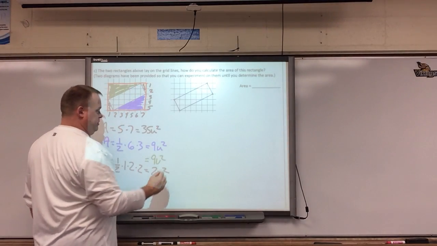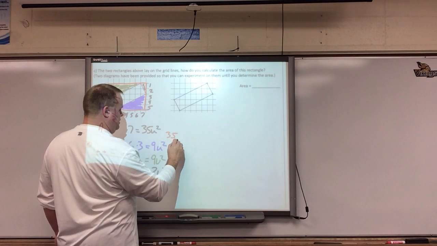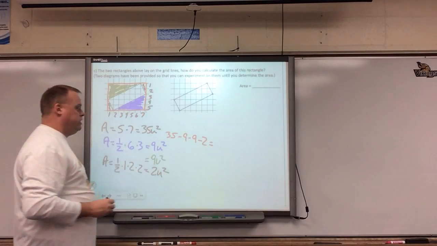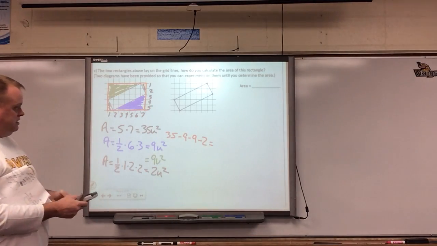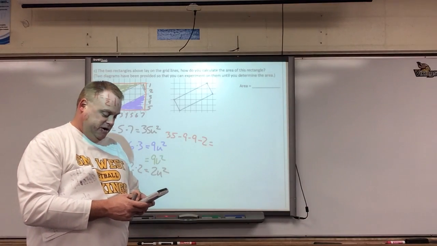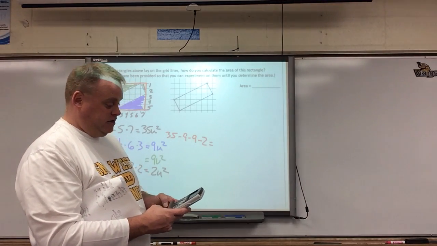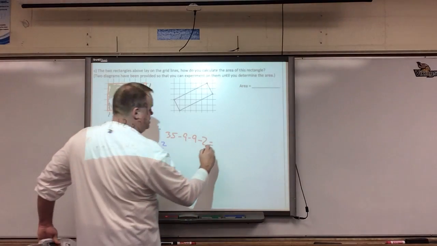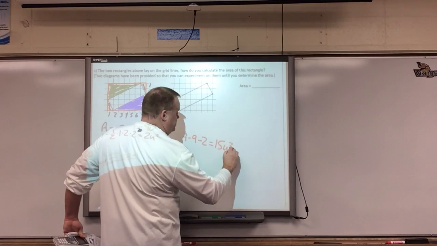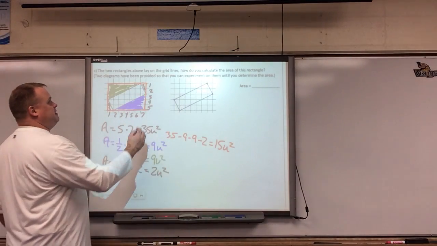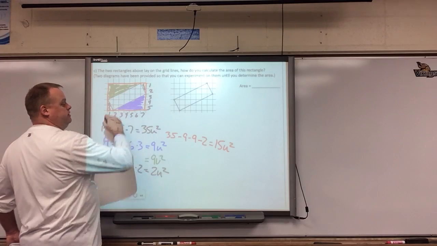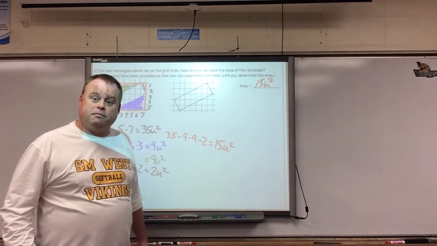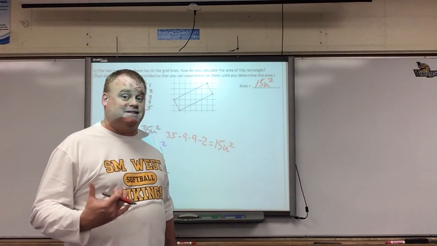Well, what is all of it? Well, all of it is going to be 35 minus 9 minus 9 minus 2. Well, what is 35 minus 9 minus 9 minus 2? 35 minus 9 minus 9 minus 2 is 15. So my units is 15 units squared. My area of my rectangle, my original rectangle, is 15 units squared. All right. Hope everybody can see that.